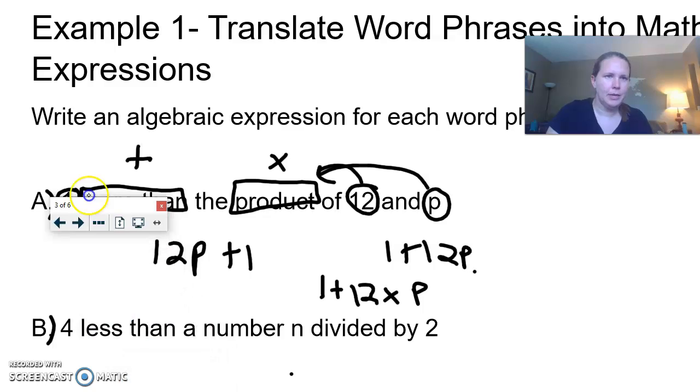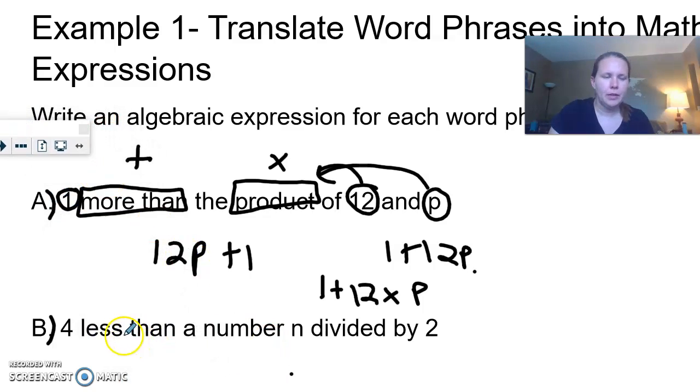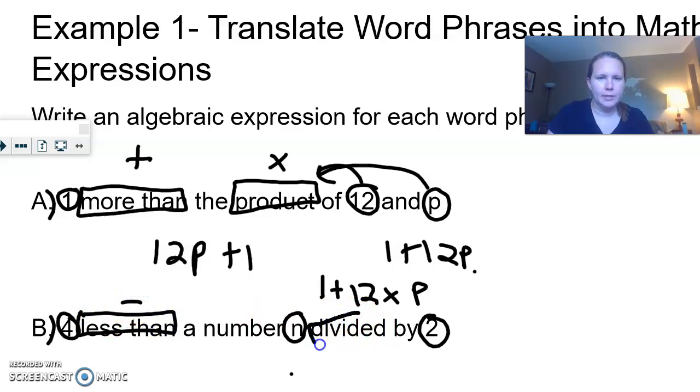All right, let's take a look at B then. I'm moving a few things around. B says 4 less than a number n divided by 2. So again, I'm going to circle all my important numbers here, or variables, and we've got n, and we've got 2. Then let's look at our phrases. Less than talks about subtraction, and divided, well, that's divided.